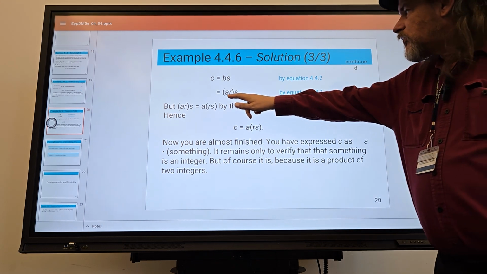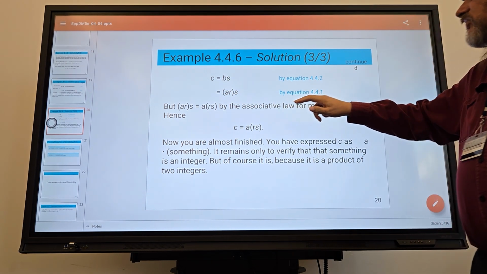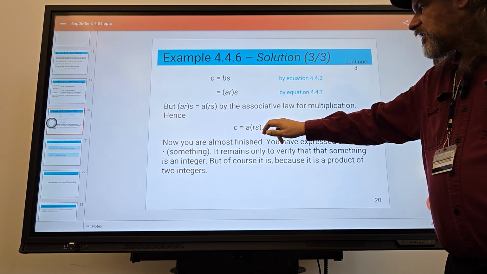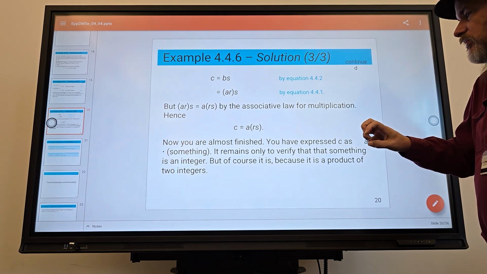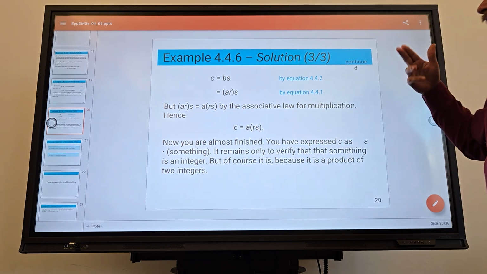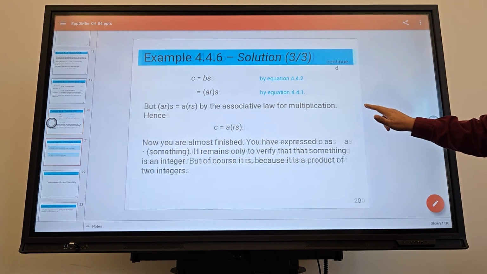So you're left with c equals a r s. By the associative law of multiplication, that can be written as c equals a times the quantity rs. Now it only remains to verify that r and s is an integer. But of course, because it's a product of 2 integers, it is an integer.